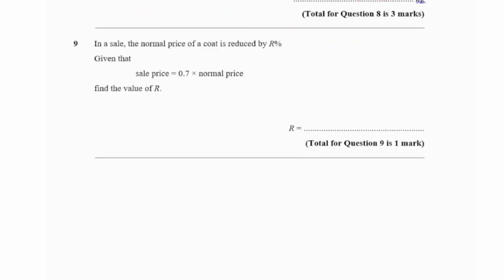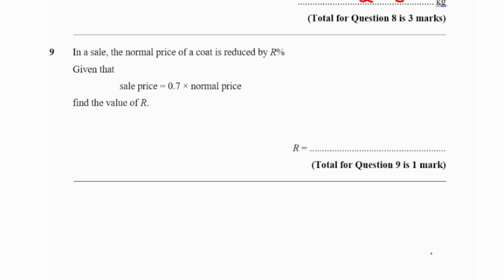So this question says, in a sale, the normal price of a coat is reduced by R%. So the price is reduced, and given that the sale price is equal to 0.7 times the normal price. We know that when the price is reduced, we always do 100%, and because it's reduced, we're going to do minus 30%. So we will get over here 70%, which is equal to 0.7.